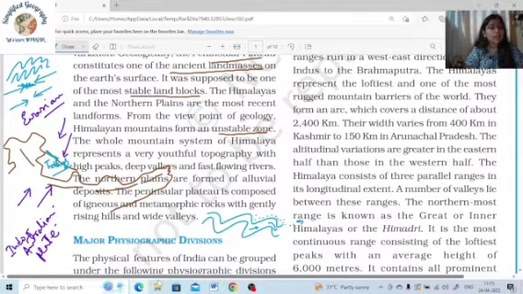So this is how we get northern plains, which are very fertile in nature, full of alluvial deposit. And as we know that India is an agrarian country, northern plains turn into an agrarian field or agricultural land, and it provides food to us.